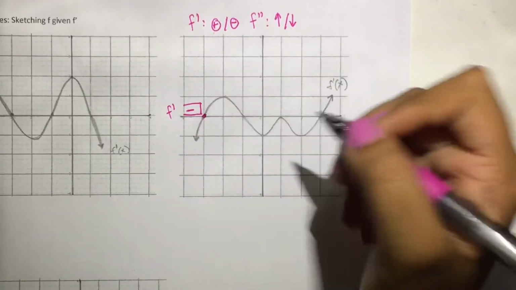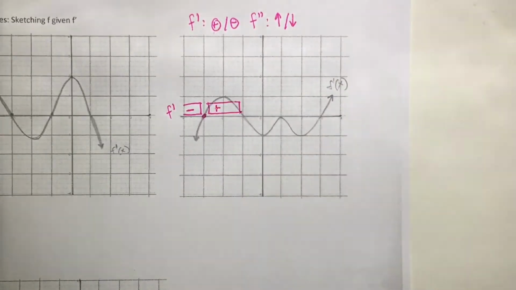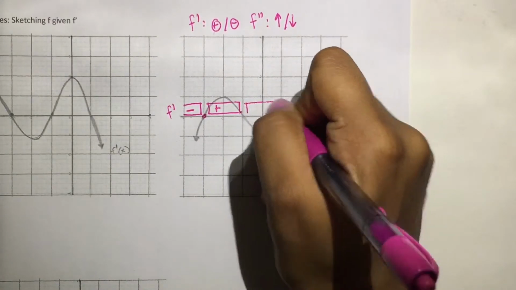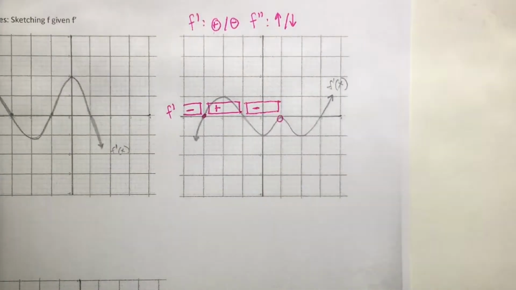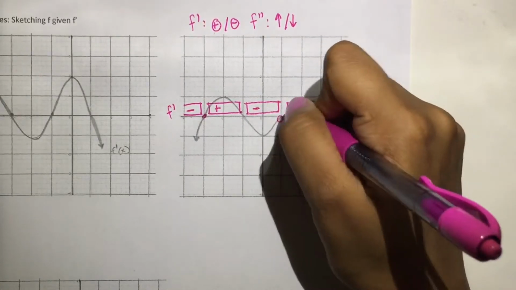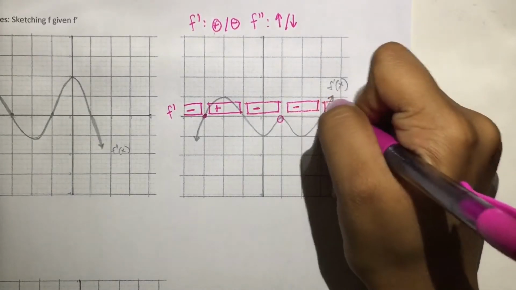Then it becomes positive up until x equals negative 1. Then it remains negative until it hits a 0 at x equals 1, and then it becomes negative once again up until x equals 3. After that, the graph remains positive until infinity.